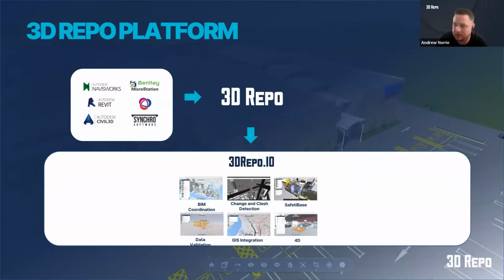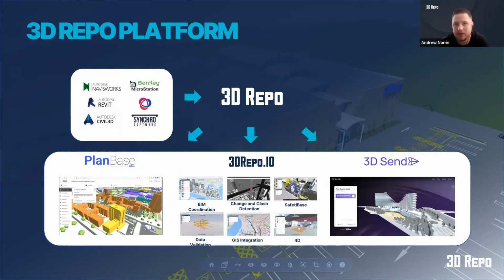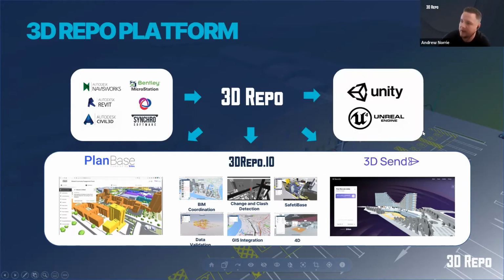So the first one being 3D Repo IO, where a lot of our presentation will be focused today, which is really our model collaboration platform for bringing together various models and allowing people access to them in an easy to use way. We also have Planbase, which is a community engagement tool for putting those models out into the public realm and getting some feedback on them. And finally, we have our free tool, 3D Send, which is a really easy to use tool just to send 3D models whilst also getting a free preview of that within a web browser. I think that there'll be some mentions of that today as well.